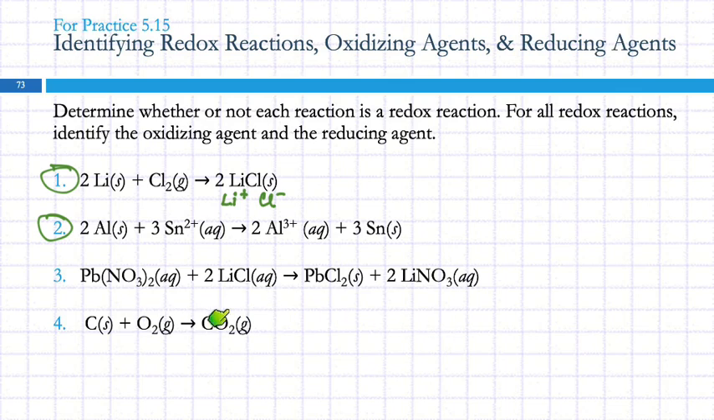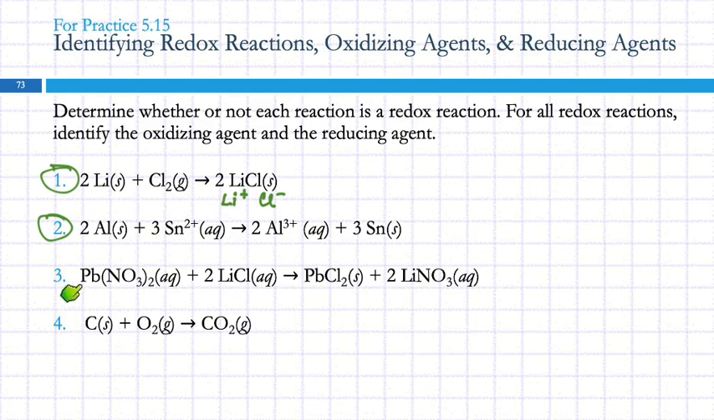This one looks like a mess. Well, let's see what's going on here. So you have an ionic compound and an ionic compound, and I'm getting 2 more ionic compounds. That one's a solid. This is one of those precipitation reactions.